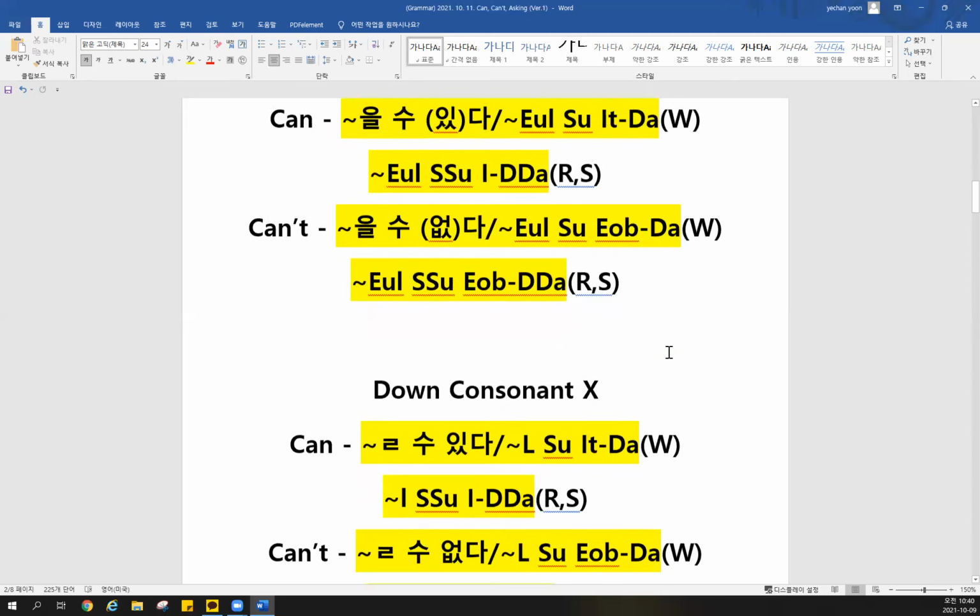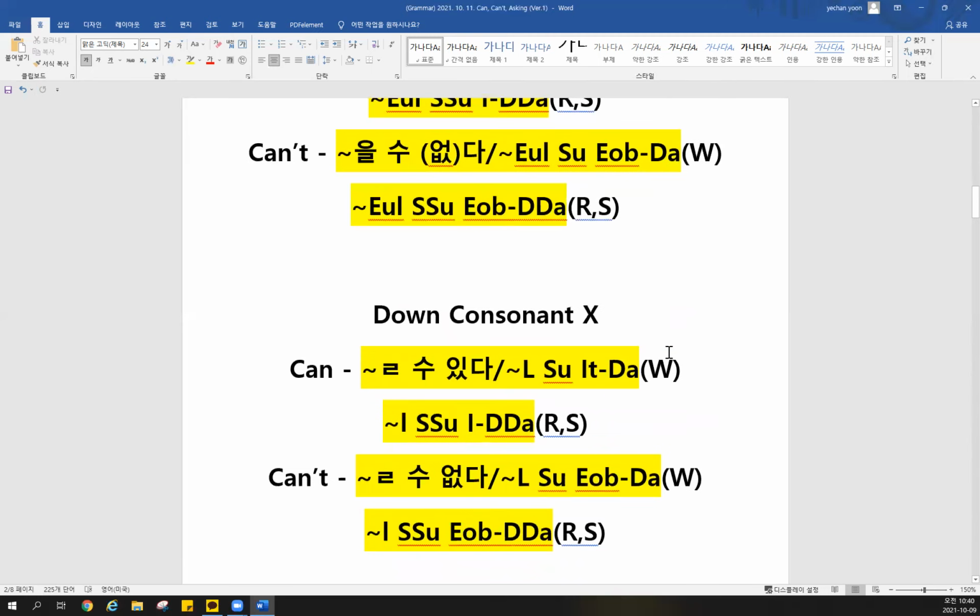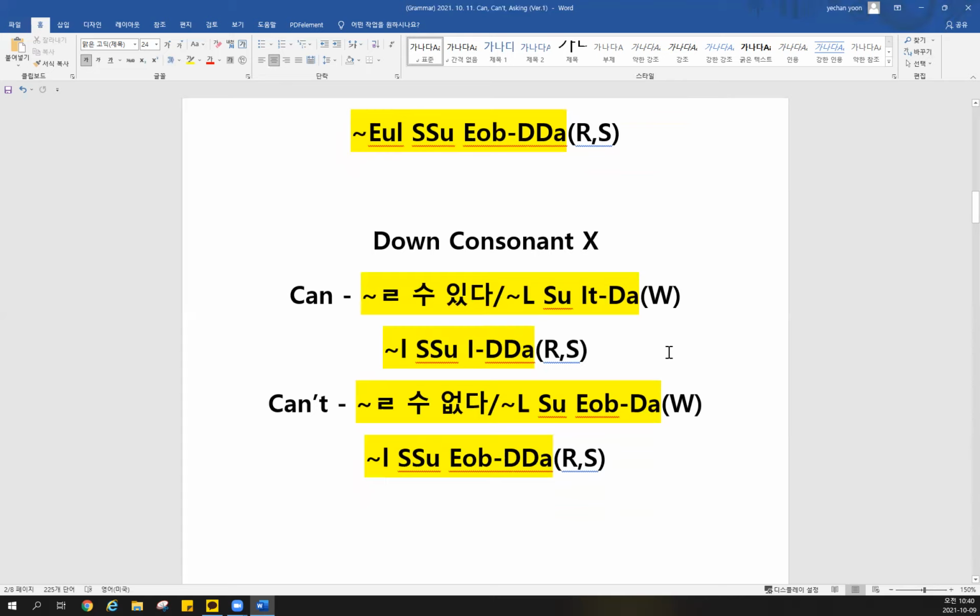If they don't have any down consonant, then can is going to be blah blah plus 르. 리을 러. Okay. Blah blah 수 있다. All right. How about the cannot? You can say blah blah plus 수 없다. All right.